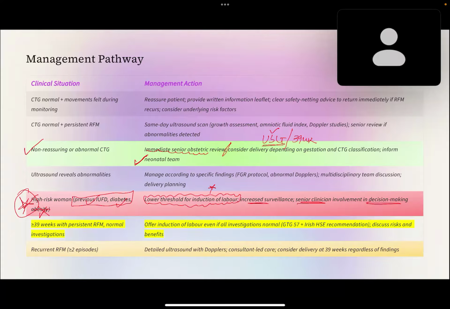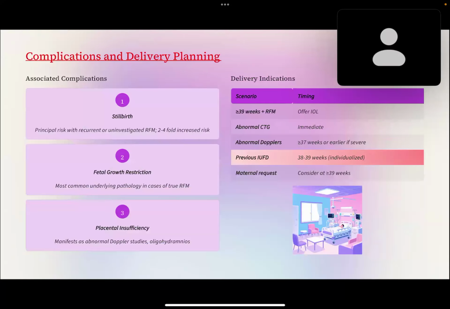Increased surveillance is like CTG, right? Continuous CTG, continuous monitoring. Yes, and we don't leave her alone. One-to-one care, partogram, you add on things. Intrapartum, you will do her blood sugar level hourly, this and that. So you have a lot of points to speak on this. At 39 weeks, if there's no risk factor but persistent reduced movements, again the same management. What is recurrent? More than 2 episodes, two or more.